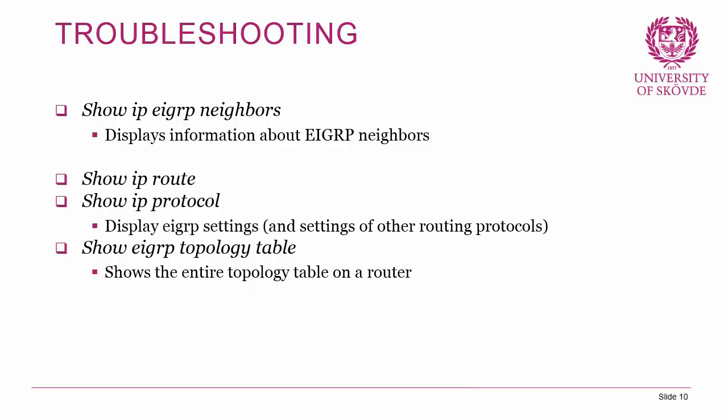We also have show IP protocols, which will display EIGRP settings. It will also display settings for other routing protocols, but it's sort of a summary of how EIGRP works and is set up on the local router. And finally, show EIGRP topology table, which will show the entire topology table with successors and feasible successors and all of that on a router. If you want to do the IPv6 version of a command, you just go show IPv6 instead of show IP.